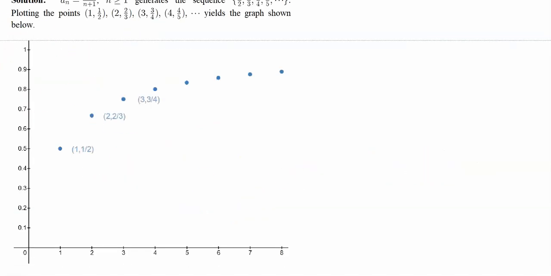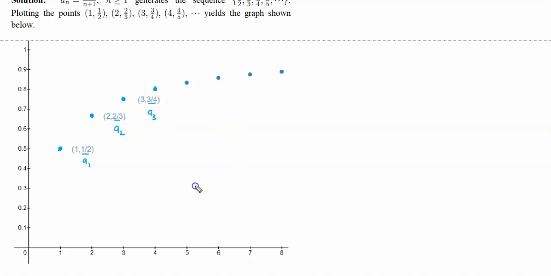So right here you see the graph of our sequence. It's merely a set of dots plotted on the Cartesian plane. Notice this is 1, 1/2. The 1/2 is a sub 1. This point is 2, 2/3. The 2/3 is merely a sub 2. This is 3, 3/4, which is a sub 3, and so on.